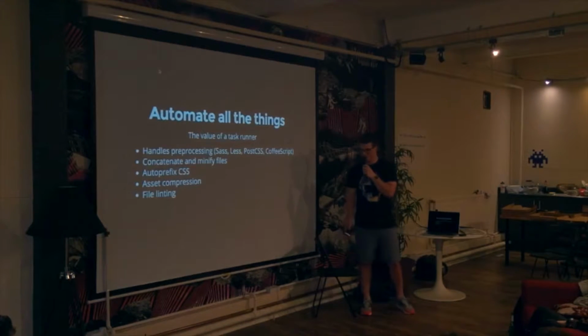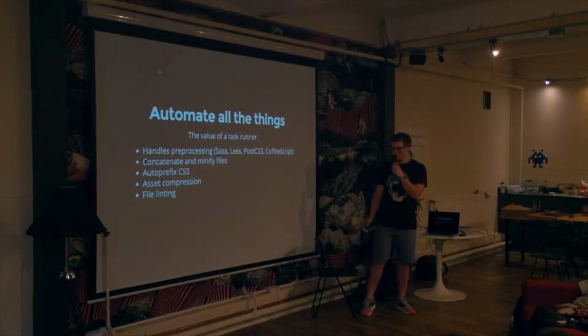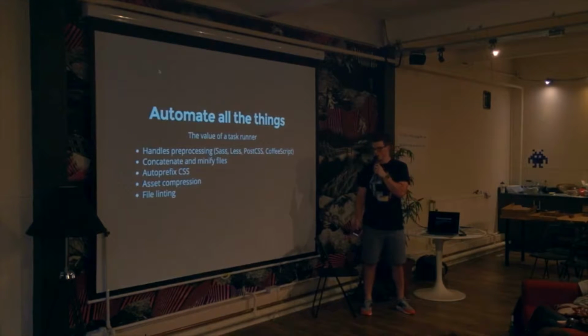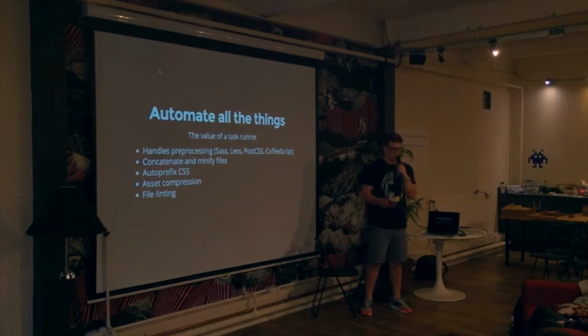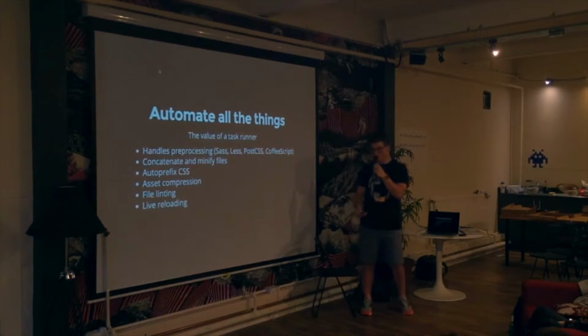File linting and hinting as well is important. We want to maintain good readable code, especially if you're in a team, so we should adhere to standards there. That automation can actually make sure that the files adhere to a certain standard that you define. And live reloading as well is something useful.